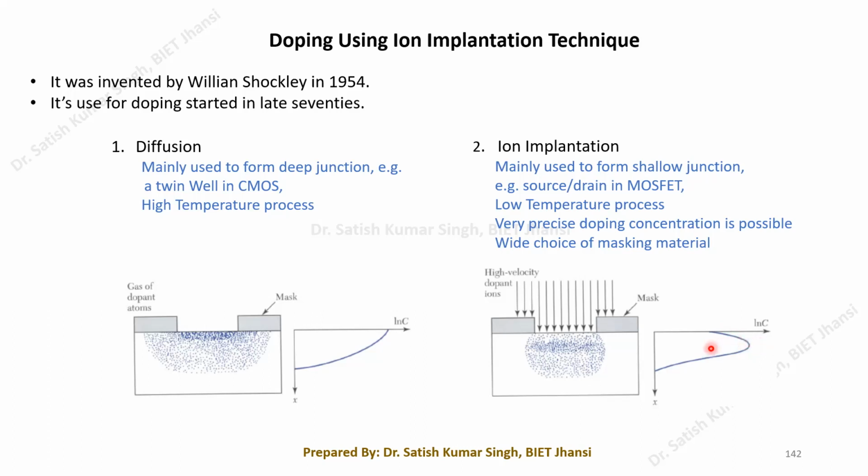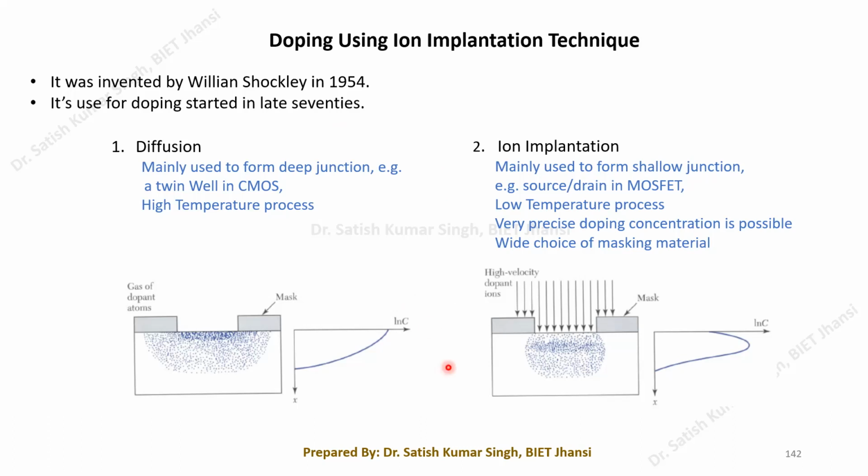Now, a very important thing about ion implantation is that this technique was invented by William Shockley in 1954, but even after its invention, its use in practical life only started in the late 70s. So its use for the doping process came very late, even though it was already invented in 1954.